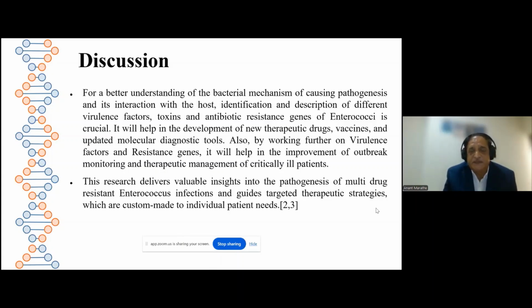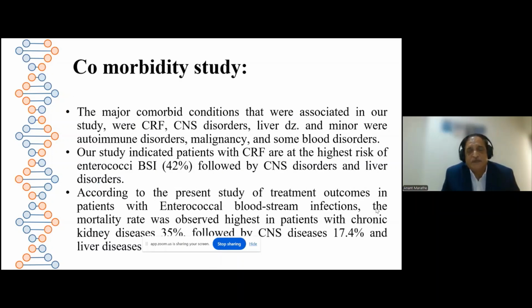are custom made for the individual, in the sense that because there are so many comorbidities in a patient who eventually gets infected with Enterococcus in a bloodstream infection, you cannot help the comorbidities. What you can tackle is the virulence factors of this organism, which should be the targets of newer therapeutics. And that is the way you can overcome these infections.